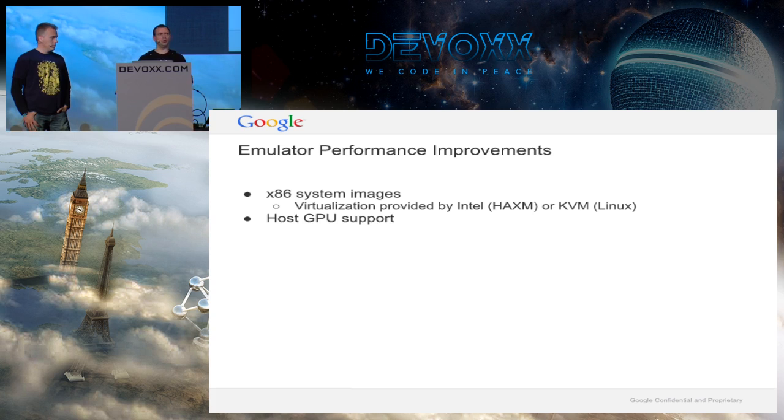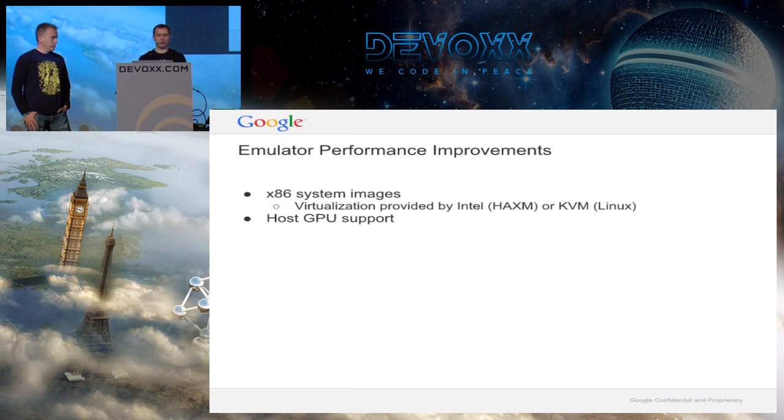And they worked on virtualization, so there's a small add-on that you can install on Windows or Mac. And if you use Linux, then KVM is already a standard plugin that you can use to work with our emulator, and then you get virtualization. So the x86 system image actually works natively, and you don't have to emulate the CPU on your host machine. And that makes things a lot faster.